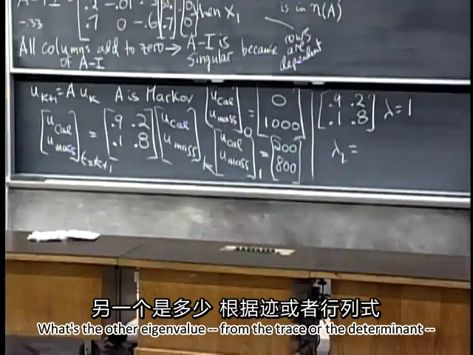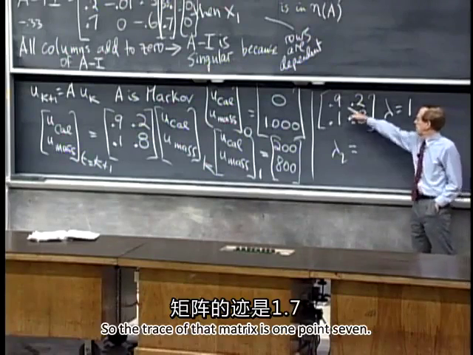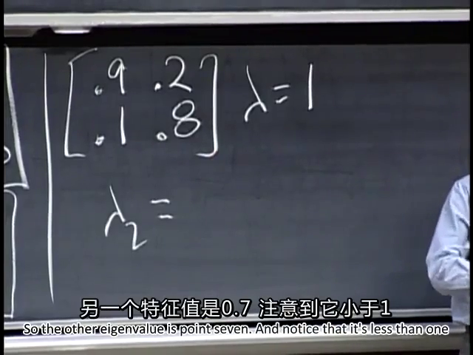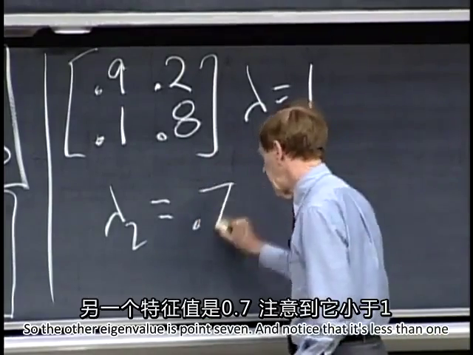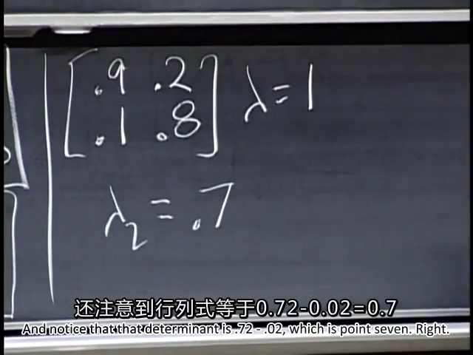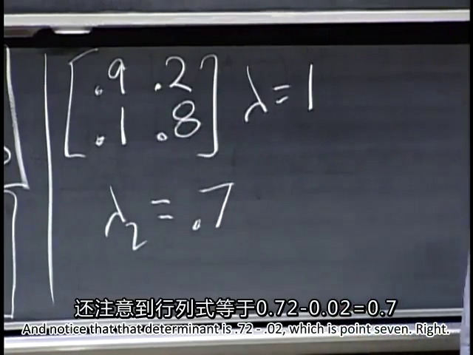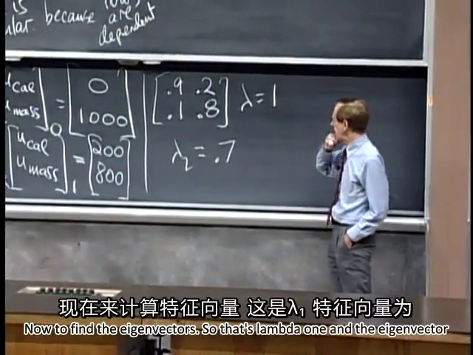What's the other eigenvalue? From the trace or the determinant; from the trace is easier. The trace of that matrix is 1.7, so the other eigenvalue is 0.7. And notice that it's less than 1. And notice that the determinant is 0.72 minus 0.02, which is 0.7. Right. Okay, now to find the eigenvectors.